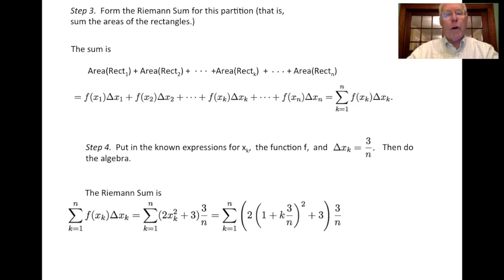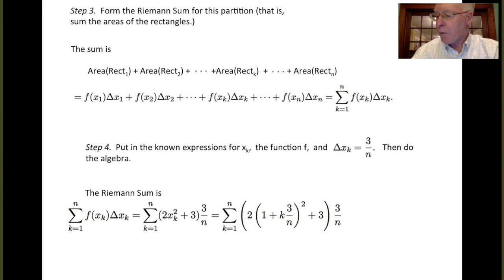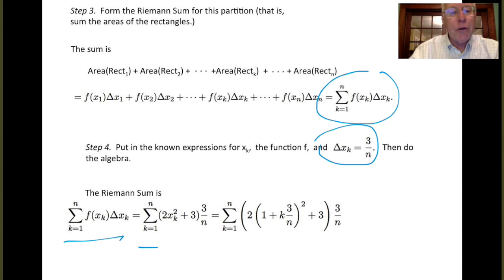Now, step 4. Now that we have arrived at the Riemann sum, we're going to put in our expressions for the x sub k's and for the function f, and use the fact that all of our intervals have the same width. The delta x k's are all equal to 3 over n. So this sum, which you just recorded there, is going to look like this.